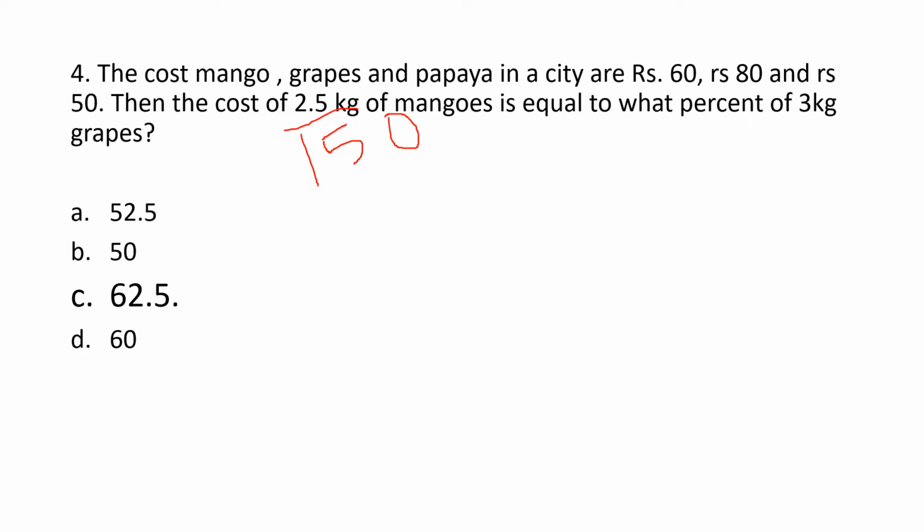And then it equals what percent of 3 kg of grapes? 3 kg of grapes costs us, at 80 per kg, 240. And the percentage, you know how to find the percentage, is 150 by 250 into 100. The answer will be 62.5.